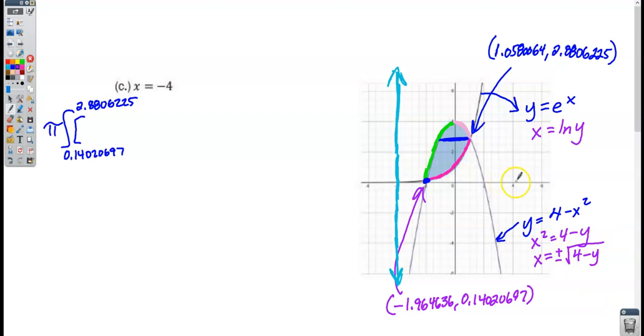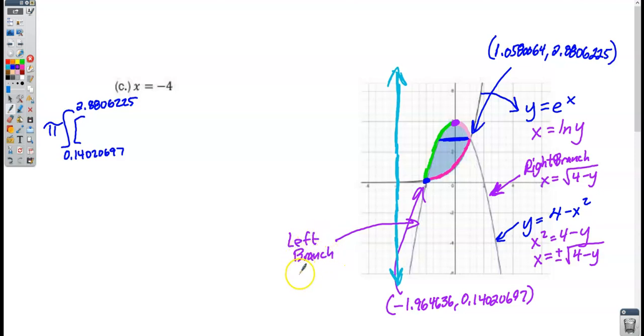And that's something to pay attention to here. The positive branch, the right branch is the positive branch here, the branch to the right of the vertex. That's our splitting point, the vertex of this parabola. The right branch is x equals positive square root of 4 minus y. The left branch is x equals negative square root of 4 minus y. So we're going to need to use those in this setup here.